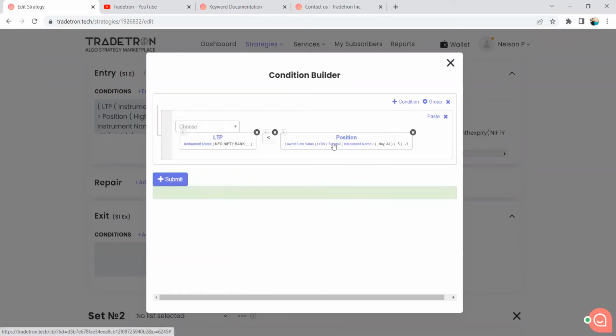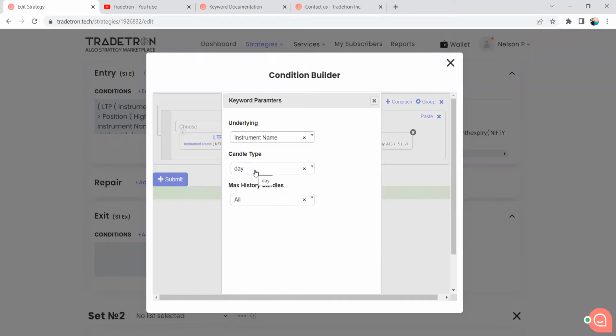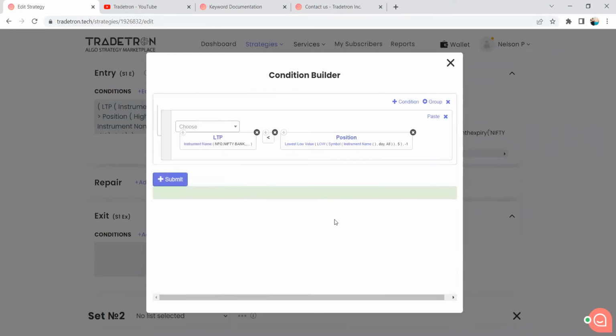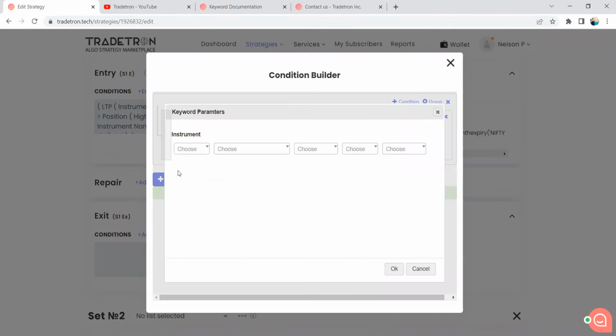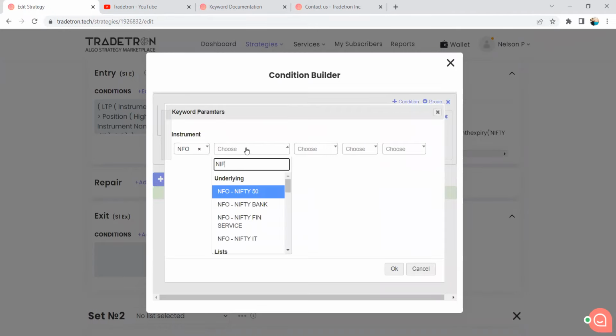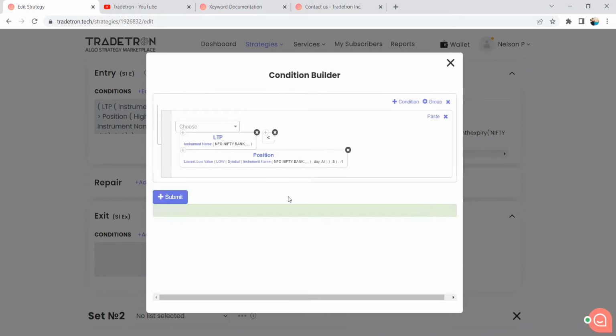So lowest low value, we'll select instrument name. Over here, symbol, if you want to change the time frame of the candle, then you can select say 1 minute, 2 minutes, 5 minutes, etc. So according to that, you can select the time range also. But since we are selecting past 5 days range, that's the reason why we will keep this as day. And then after that, I will click on instrument name and select the instrument, NFO, Nifty Bank. So over here, what we have done is that whenever the LTP crosses the lowest low value or the low point of the past 5 days, then it will exit this particular position. So that is our exit condition.